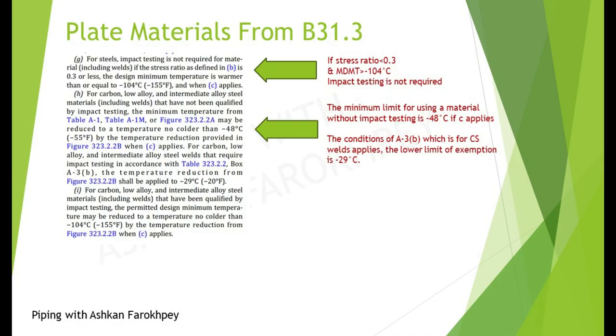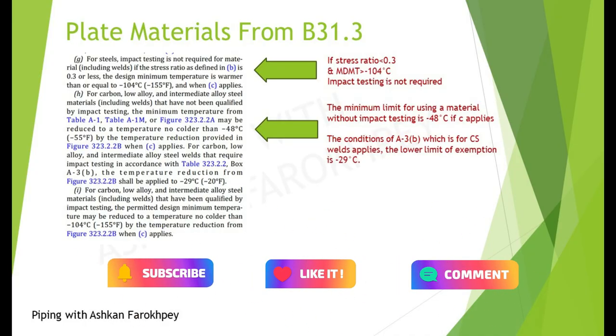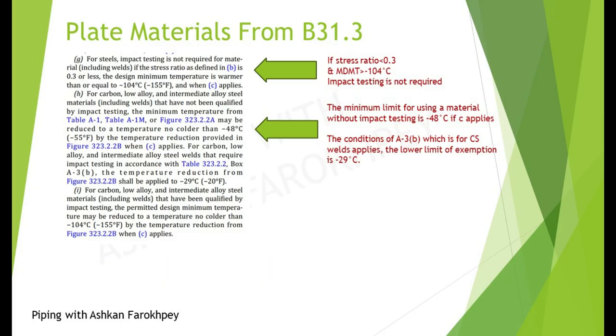The second part of this note talks about the weld deposit of carbon steel materials. When it is mentioned necessary to do the weld impact testing in accordance with box A3b of table 323.2.2, the exemption curve is not applicable at temperatures colder than minus 29 degrees. So up to here, we are condemned to do the impact testing based on notes G and H. Let's proceed and see if the last note, note I, can help us to run away from impact testing or not. Before talking about note I, I recommend you to pause the video first, read the note yourself, see what you understand from the note, then continue watching the video.